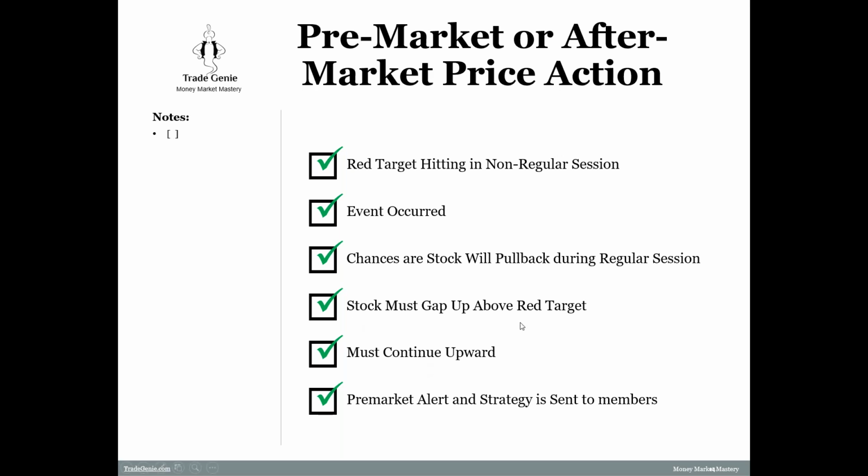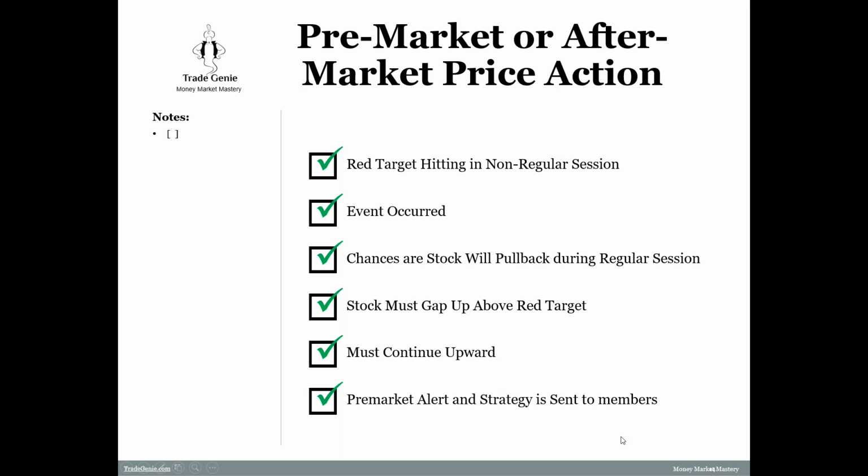The stock must gap above the red target. So when the market opens, it must gap up above the red target, the high made in the pre-market session. It needs to open above that and keep going. Or if it didn't open above that, at least open somewhere below and then just keep going. It must continue upward.